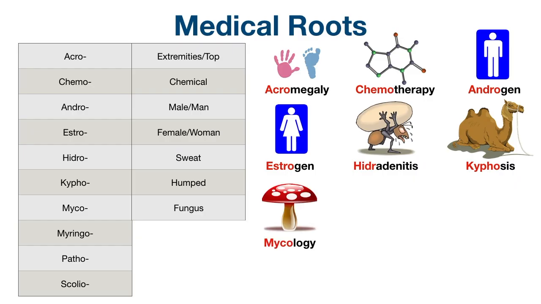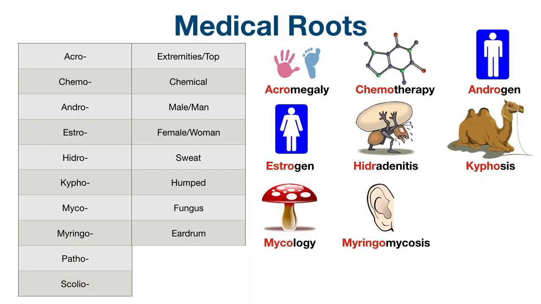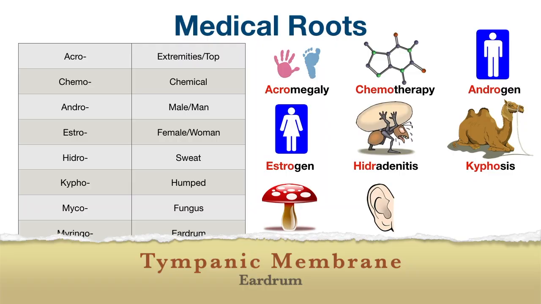Next is myco, which relates to fungus. You can think of mycology, which is the study of fungi, or mycosis, which is a disease caused by an infection with the fungus. The next root word is moringo, which means eardrum. A great example is moringomycosis because we just learned what myco means. So moringomycosis is a fungal infection of the eardrum or tympanic membrane. You might remember from the previous root word video that tympano also refers to the eardrum, which is why the medical term for eardrum is tympanic membrane.